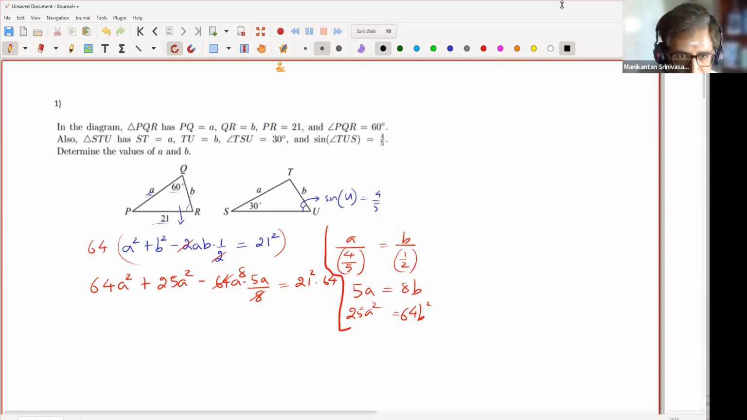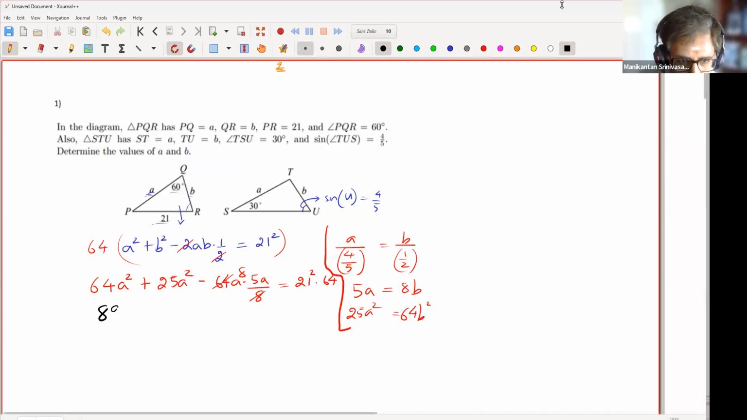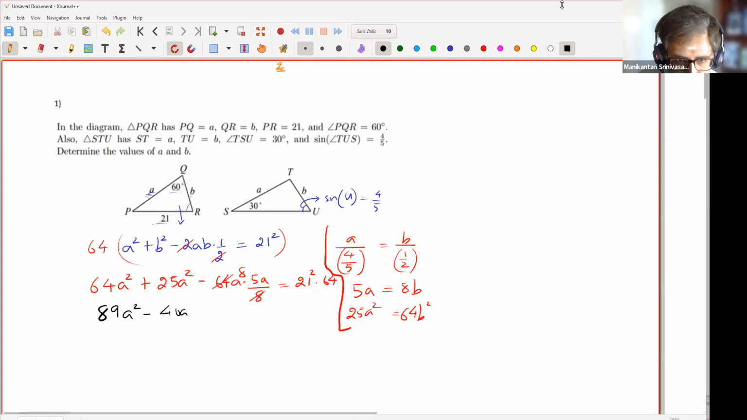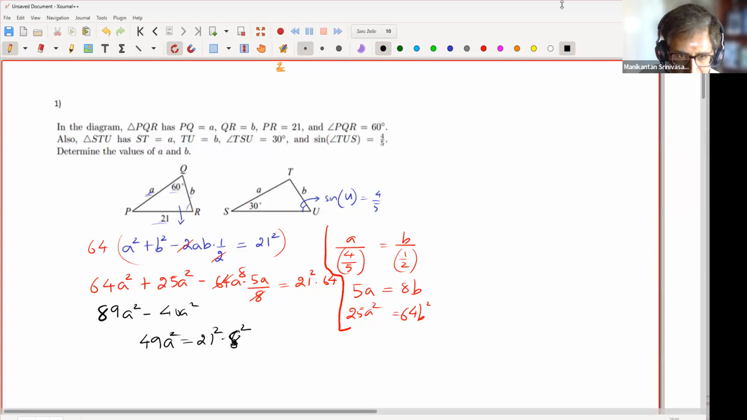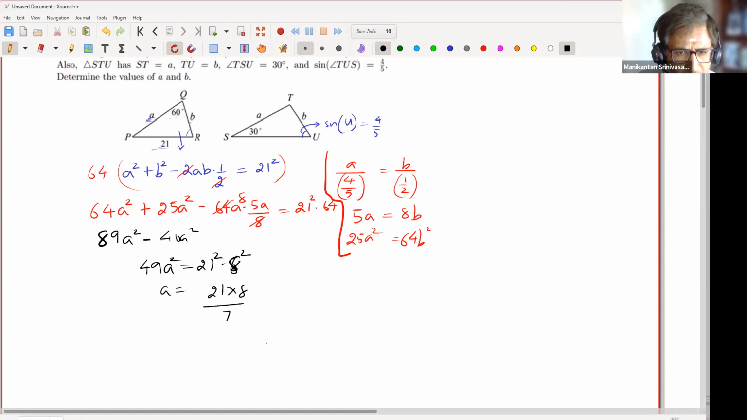Okay. Now, let's simplify 89A square. Sorry, actually there's more, right? Minus 40A square here. So which is 49A square. So 49A square equal to 21 square into 64, which is 8 square. So I can write A as square root of the whole thing. I don't need to multiply anything. So 21 into 8 by 7. Am I right? Or am I making some mistake? It's right, right? Okay, so which is 24. So A is 24. Okay, all right.